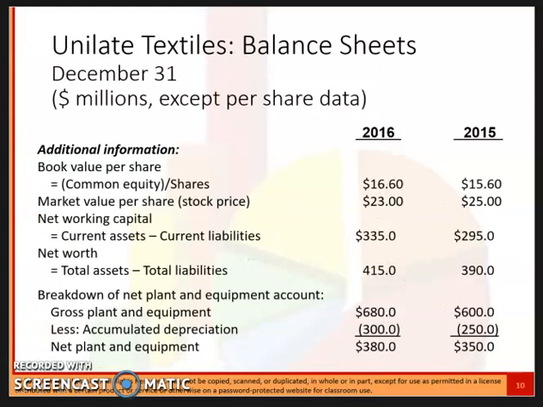The balance sheet also provides us with other information that we can calculate. For example, we can calculate the book value per share. If we know the number of shares outstanding, we take common equity and divide it by the number of shares outstanding. Market value per share is simply public information. Net working capital is current assets minus current liabilities. Net worth is total assets minus total liabilities, and of course, this is our common equity.